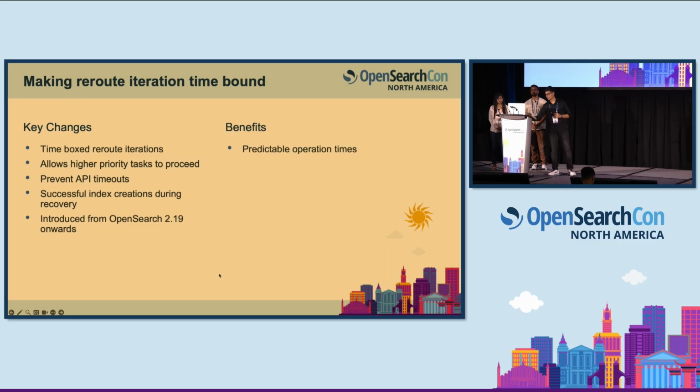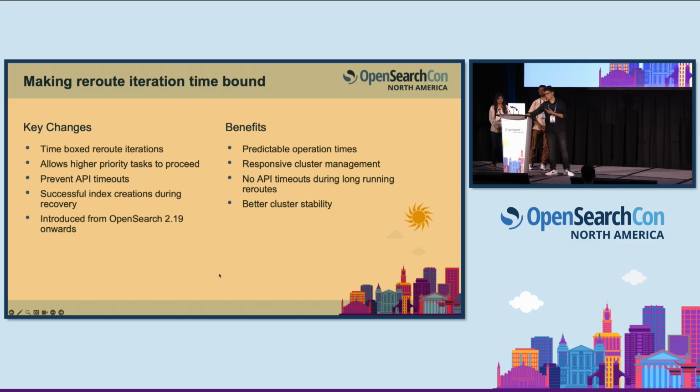What are the benefits? Now we have predictable operation times. We know within what time range a reroute operation will conclude, be it the gateway allocator or the balanced shards allocator that we earlier talked about. The cluster management will now be responsive. It is predictable how long a particular reroute operation is going to take. No API timeouts during longer recovery or long-running reroutes, and this will obviously give us better cluster stability.